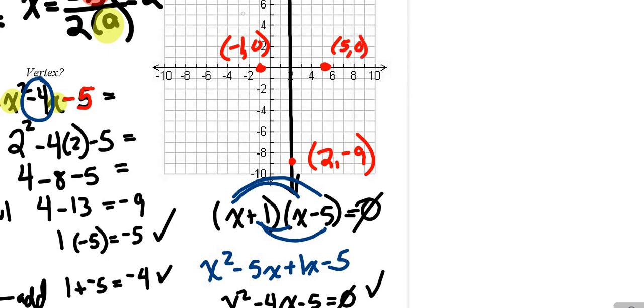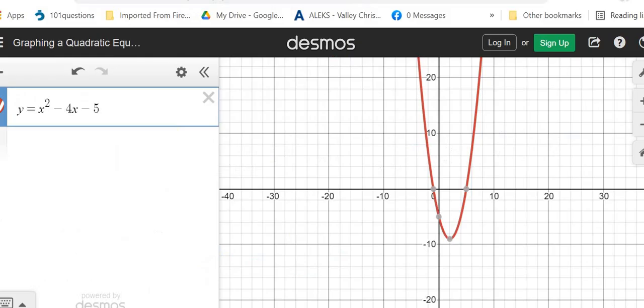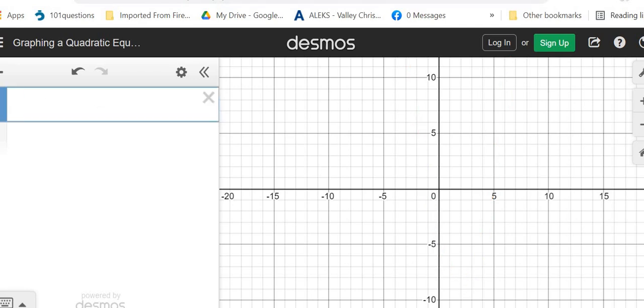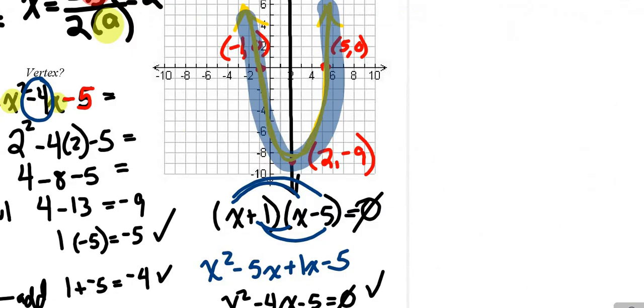Now I have my points and I draw through the vertex. You draw as even as possible. Ta-da! On either side of that axis of symmetry, and there is your parabola. Which, if you look very carefully, we already did on Desmos, and it matches. Ready? Let's try another one.